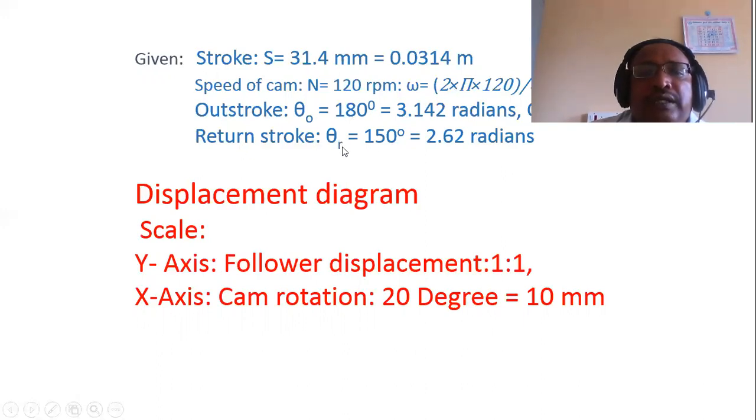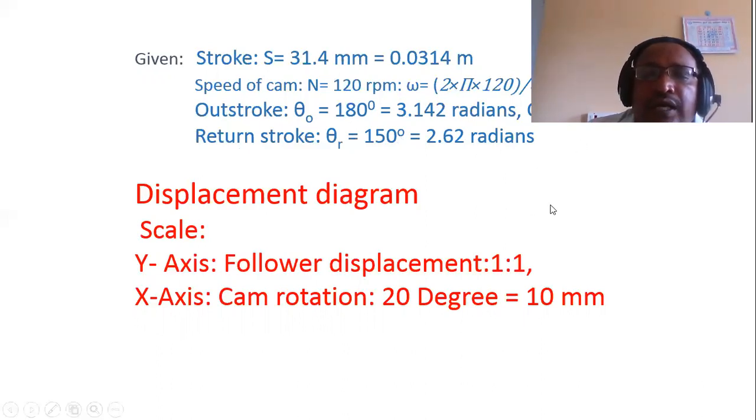Return stroke occurs for 150 degree. I converted degree to radian. For 150 degree, it is 2.62 radian. And during return stroke also, the follower follows the cycloidal motion.